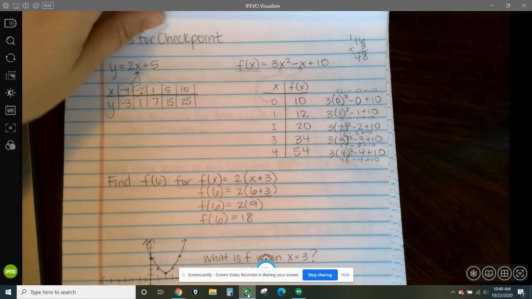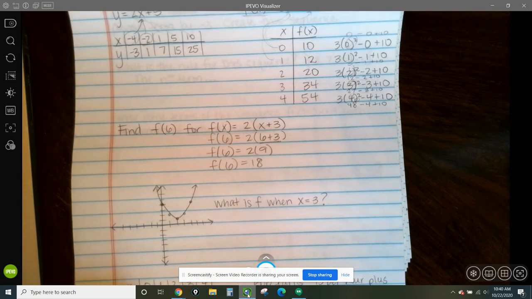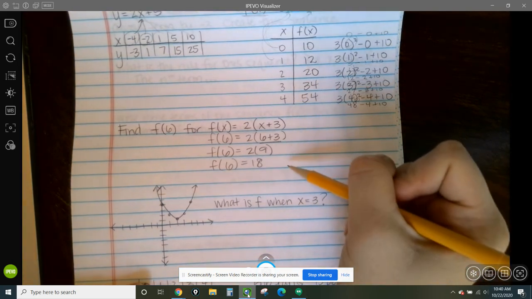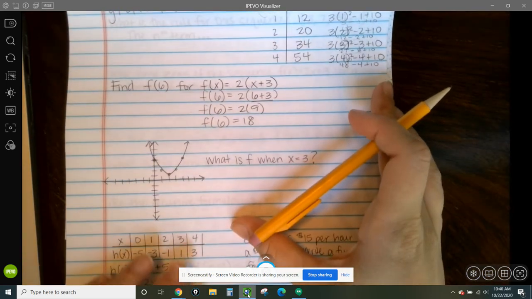The reason we're doing these problems, you guys, is because you're going to see problems just like this on your checkpoint in a minute. That's why I'm having you write these down so you have an example to look at when you get to your checkpoint. So make sure you watch these and write them down.